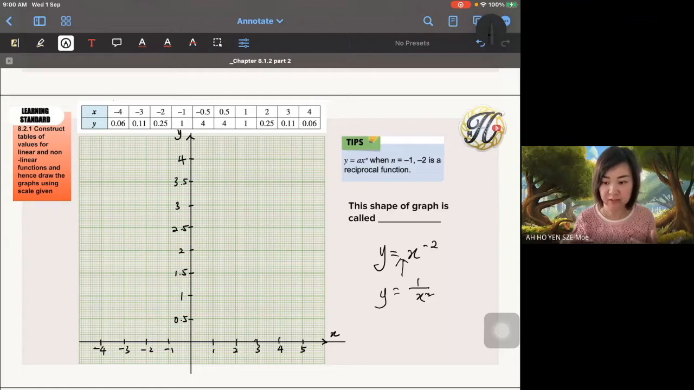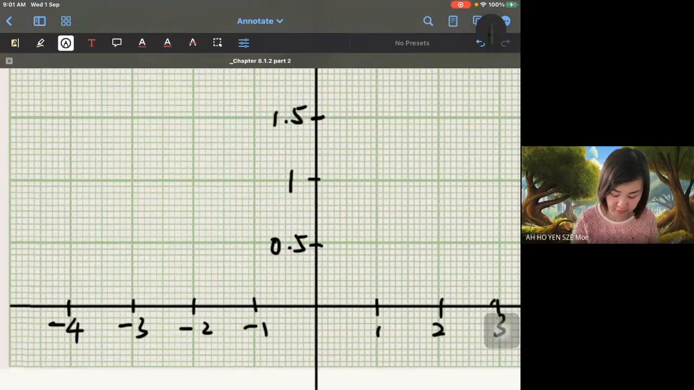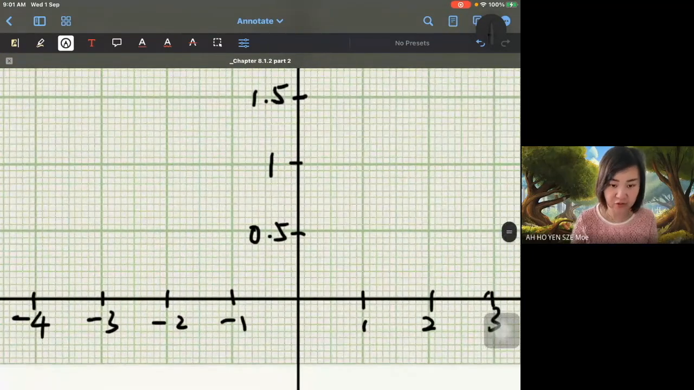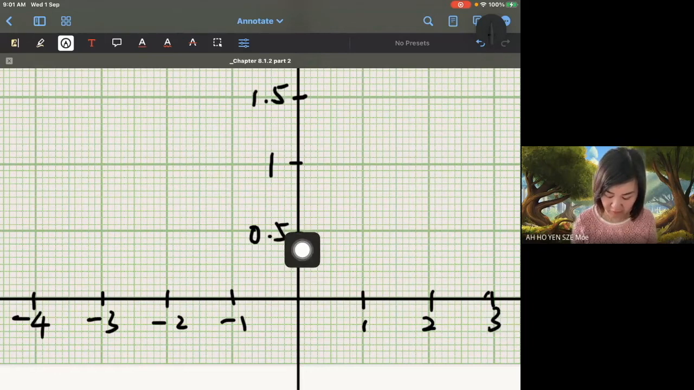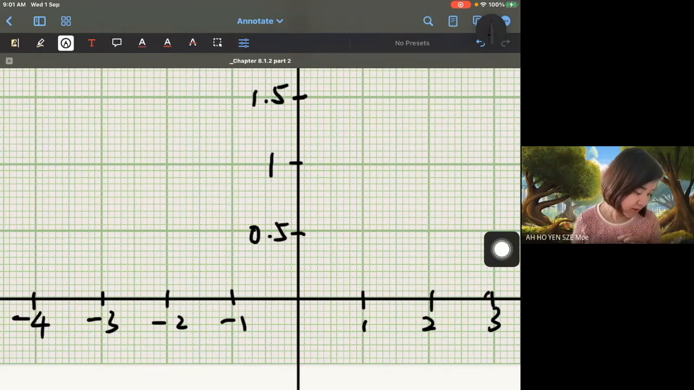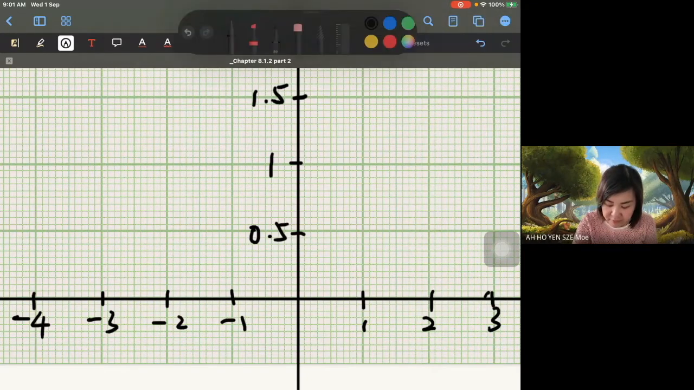Okay, because today teacher just teaches how you all draw the graph. So now we want to plot 0.06. Teacher, how to plot? You see, this is 0.5. So where is your 0.06? Tell me, how many boxes? This is 0.5. I want 0.06. How? Anybody know how many boxes to plot the point 0.06?